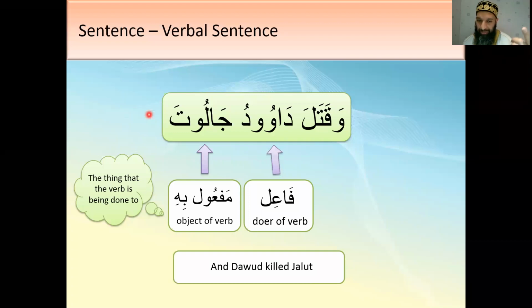That might be a way for you to remember it as well. So it's the doer is always marfu, and the thing the verb is done to is mansoob. Let me just go through some examples, okay?